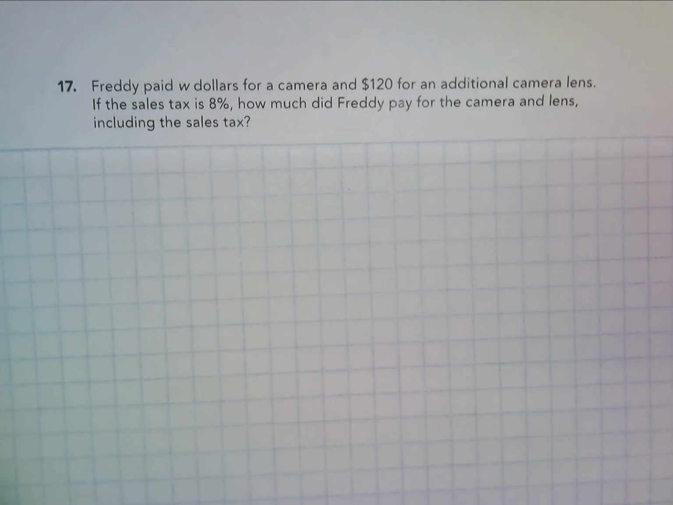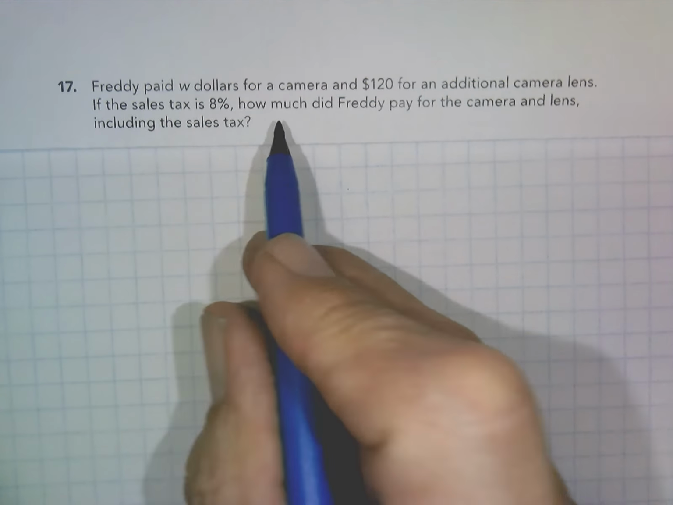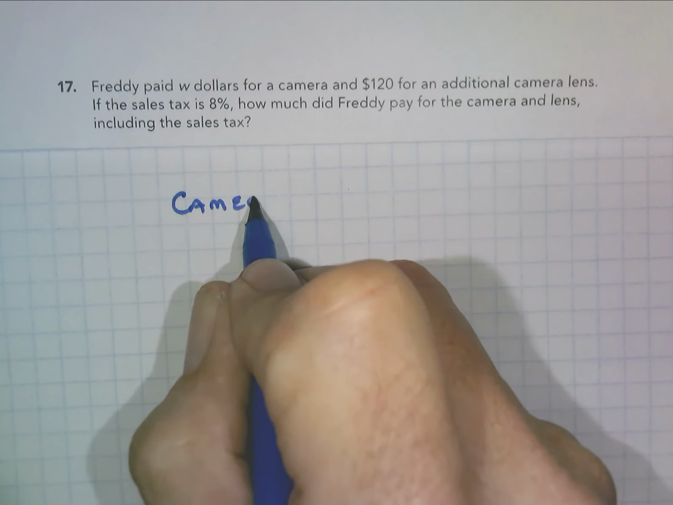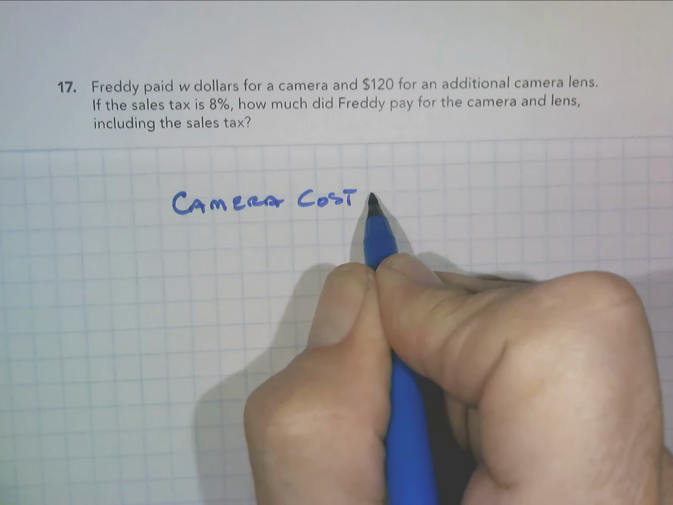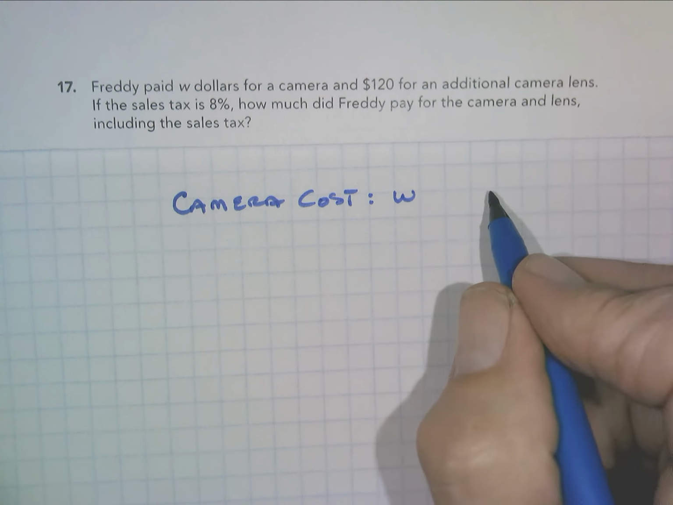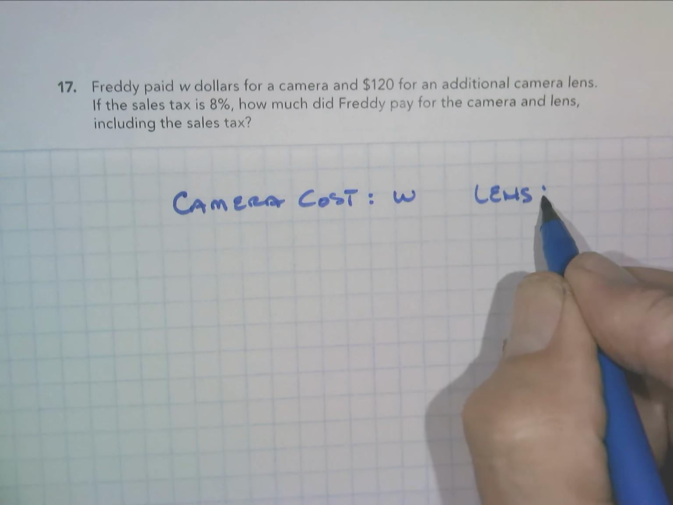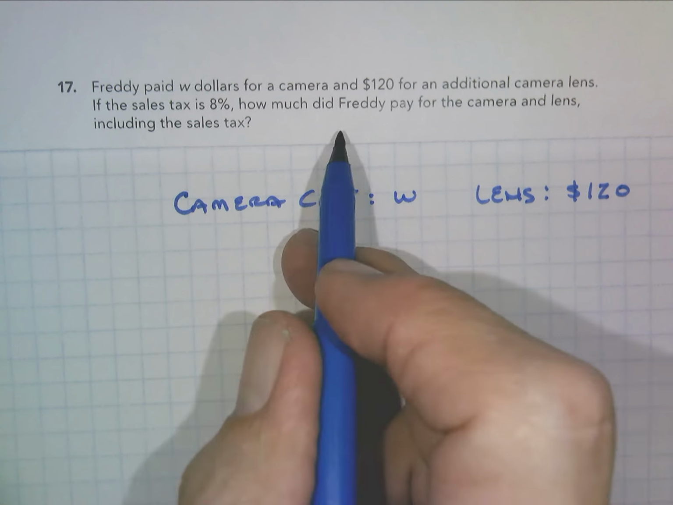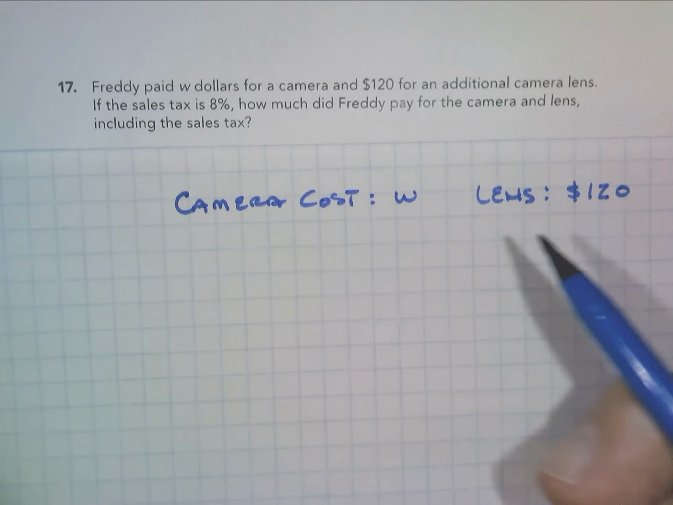And finally, another percentage problem. I just think these are important to understand. They're very real life as far as your application is concerned. Freddie paid W dollars for a camera. So let's write camera. Notice how much time I spend getting organized. It is W. $120 for an additional camera lens. And the lens was $120. If the sales tax is 8%, how much did Freddie pay for the camera and lens, including sales tax?